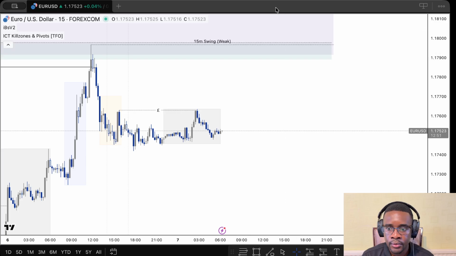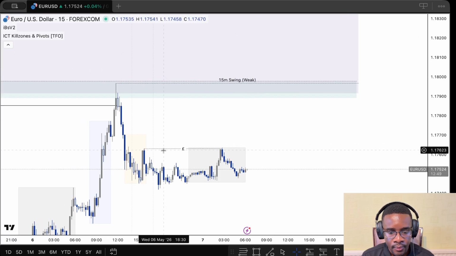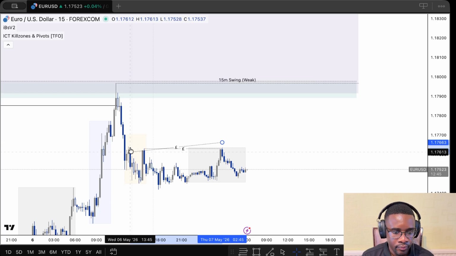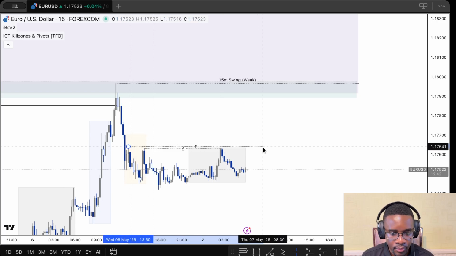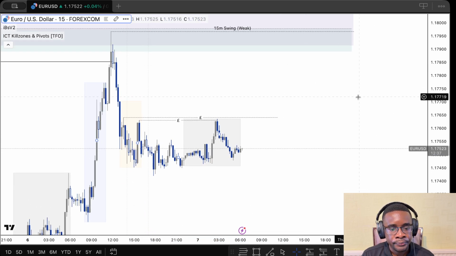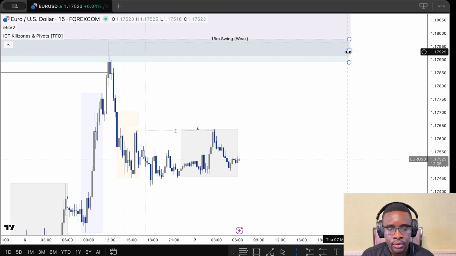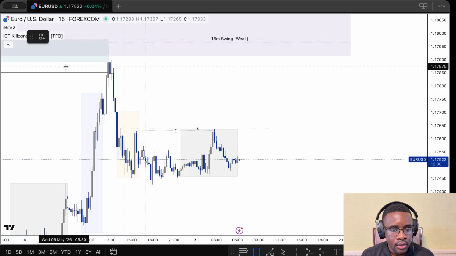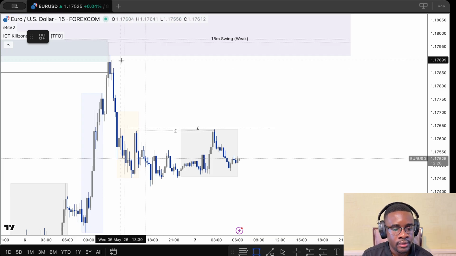Okay, so this is what we have. So that's possibly another area which price could come up to sweep. We don't know. Okay, so this area has already done its job. Okay, that's been mitigated. And then this was not supply, it's just a high.